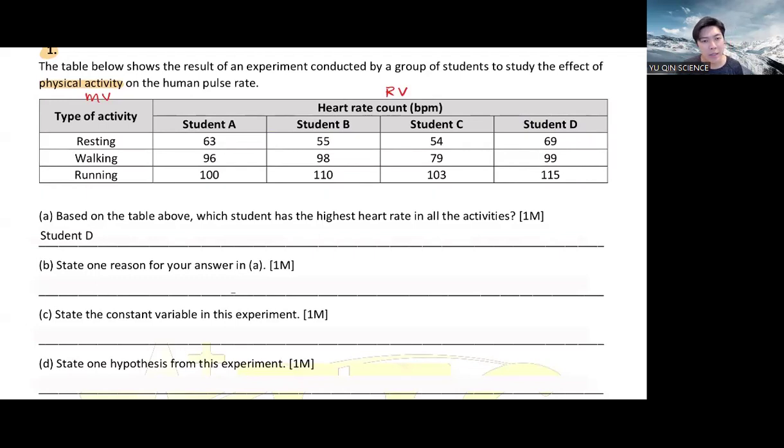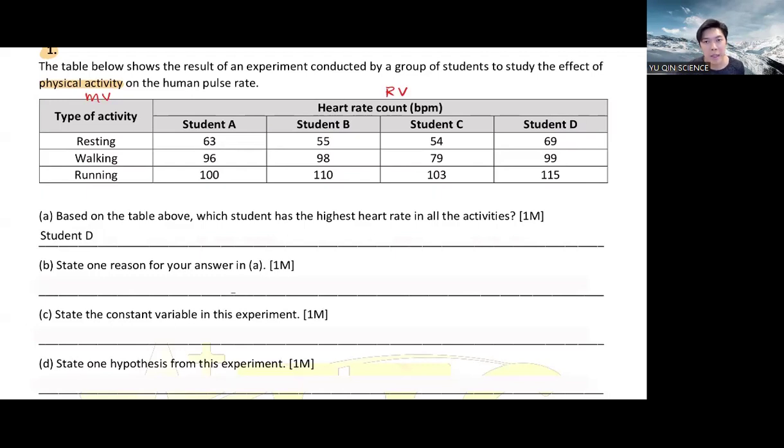Okay, state one reason for your answer in A. Why student D? I think quite obvious, student D, because all the numbers are given there. So then we will say: because student D has the highest pulse rate due to, okay, as long as you don't write answers that are too far away, like, oh, student D is seeing his crush while he's resting, walking, running. That's why his heart rate goes up. Don't go too far away, right? Although that might happen, if you see your crush, your heartbeat will go up, right? But I think here we just have to keep to a more scientific answer.